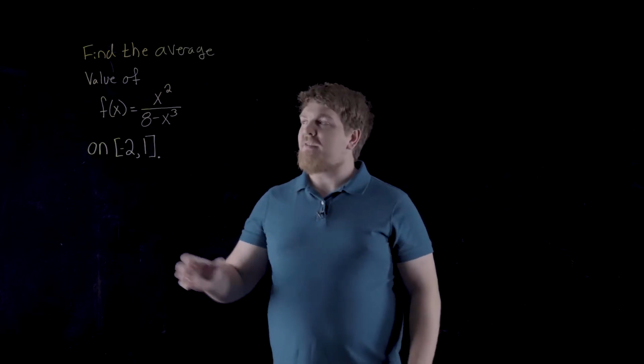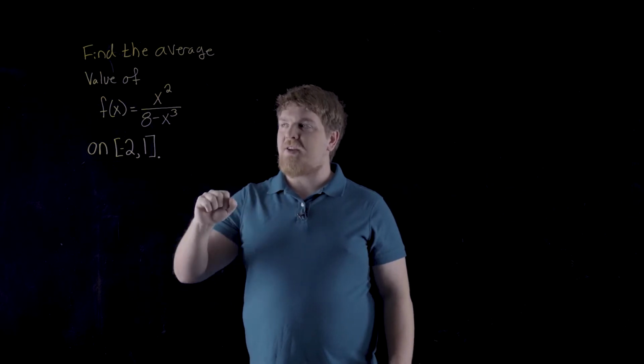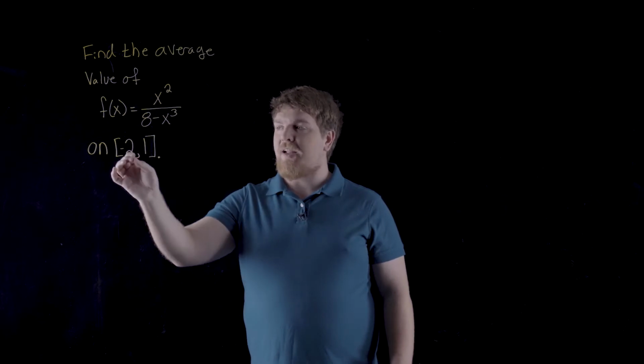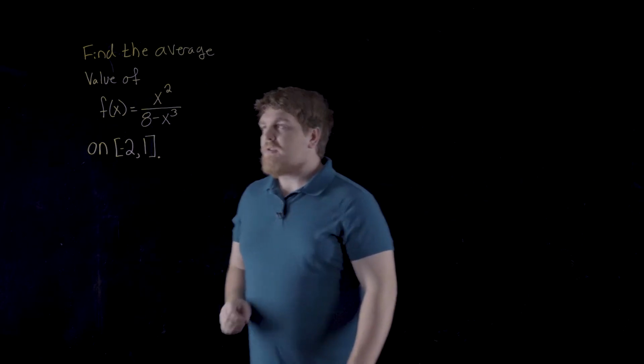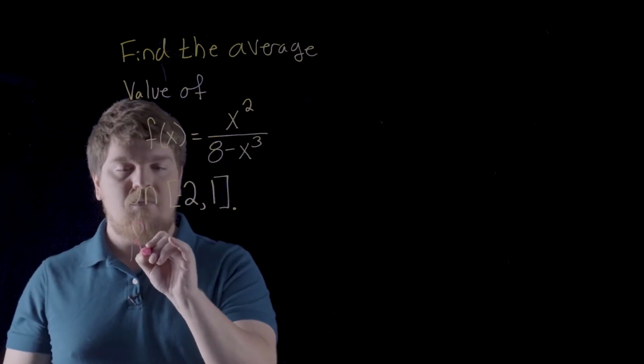Hi, my name's Gabe. For this problem, we're given the function f of x equals x squared divided by the quantity 8 minus x cubed, and we're asked to find the average value of this function on the interval from -2 to 1. So let's begin by recalling how we find the average value of a function.